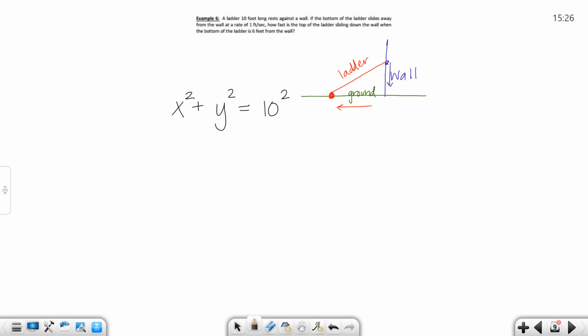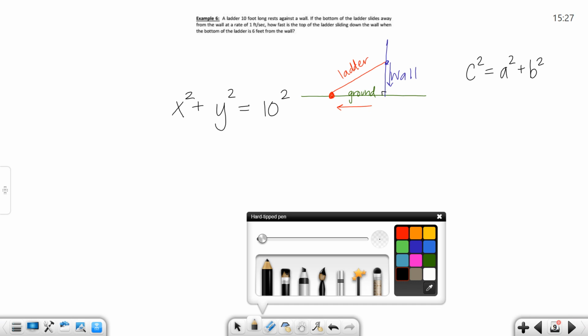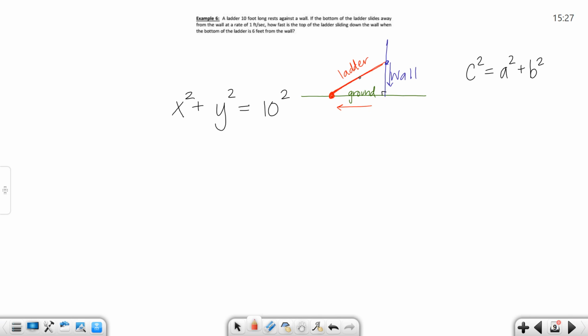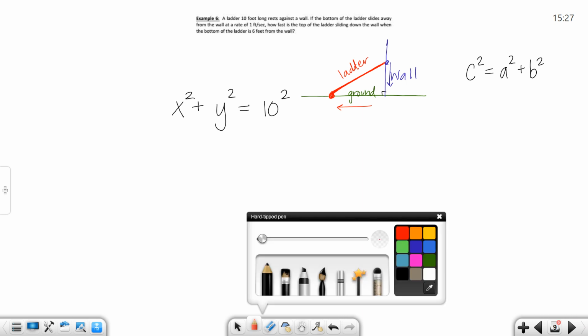Now here's where I came up with that. Your Pythagorean theorem says c squared equals a squared plus b squared. Remember, c is the hypotenuse, which is always opposite the right angle. Now that ladder doesn't change. It's a 10-foot ladder. It doesn't matter how fast it's falling down the wall, it's still going to be 10 foot. So this red part, which is my hypotenuse, is going to be 10. So that's where I got the 10 in the formula. 10 squared equals a squared plus b squared. That's what it looks like.